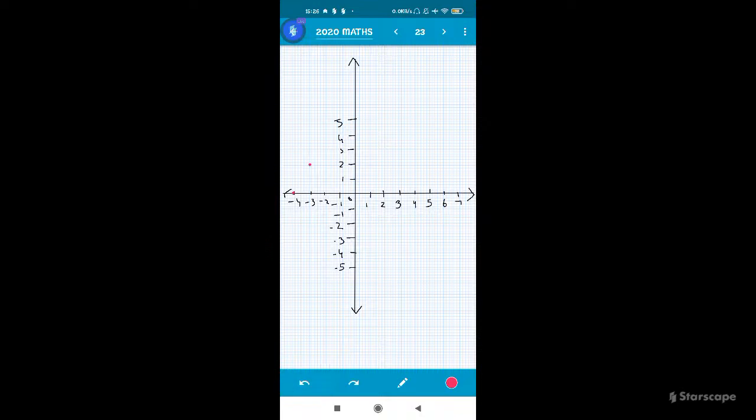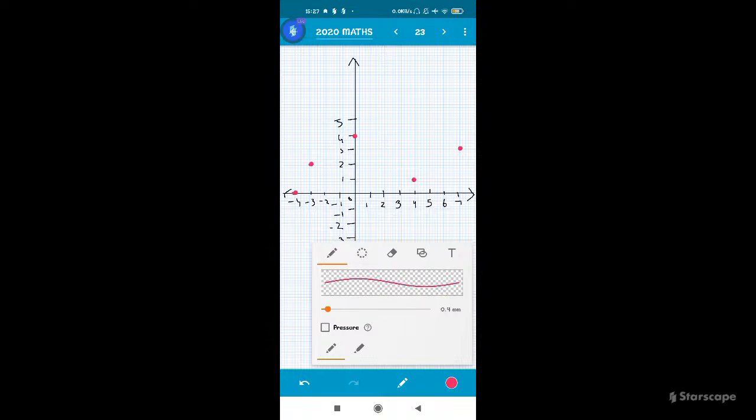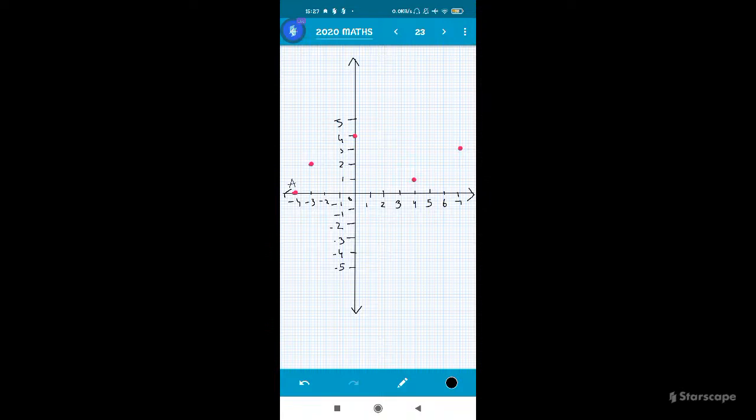Okay, next we have 0 comma 4, that means on the y-axis. This is the point 0 comma 4 which lies on the y-axis. Okay, then we have 4 comma 1, that means here. Okay, next we have 7 comma 3, so 7 comma 3 here. Okay, so these are our points. So this is A, then we have B. Let me just write it, otherwise you might get confused. So this is A, this is B, this is C, this is D, and this is E.